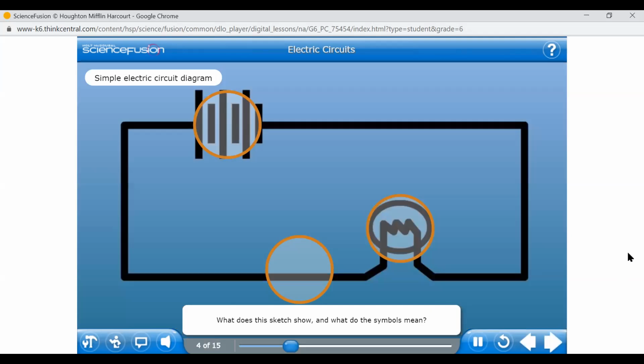What does this sketch show, and what do the symbols mean? It's a diagram of a simple electric circuit containing an energy source, a load, and a conductor. Here, the energy source is a battery, the load is a light bulb, and conducting wires are the conductors. The symbols in the diagram represent the parts of the circuit. Click the highlighted symbols to learn more about them.